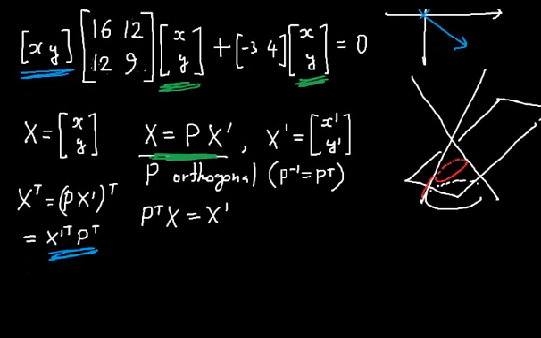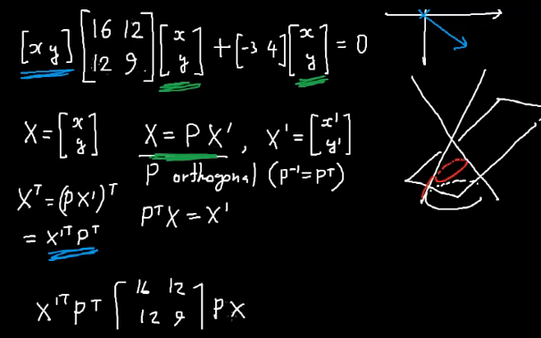Great. So let's do the substitution, and then we'll get the following. X transpose equals x prime transpose P transpose, which is going to give me exactly that. So we have this term here in the place of the vector xy. Then I still have the same matrix 16, 12, 12, 9. And then the column vector x is of course P x prime. And then I have plus minus 3 times 4 multiplied by P x prime, right? And that is equal to 0.